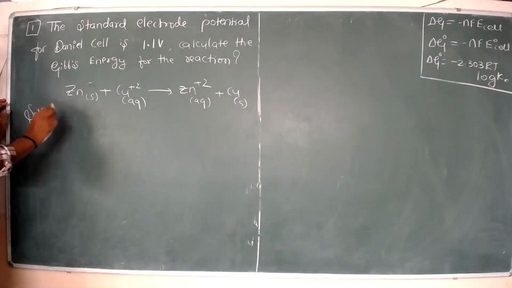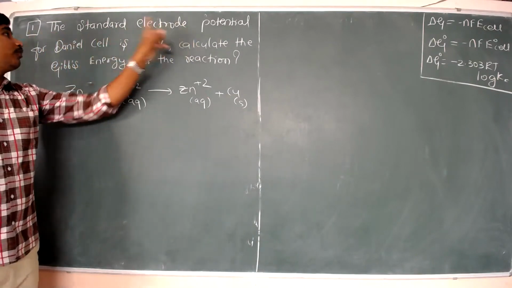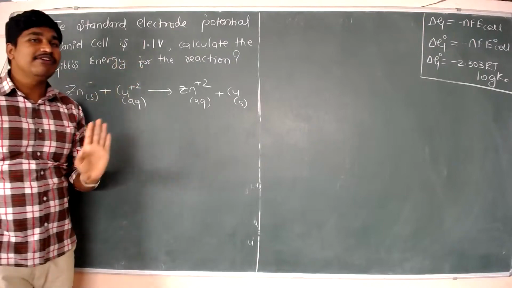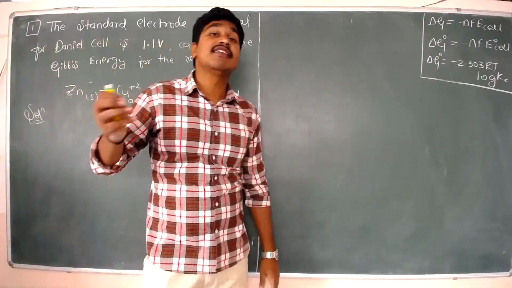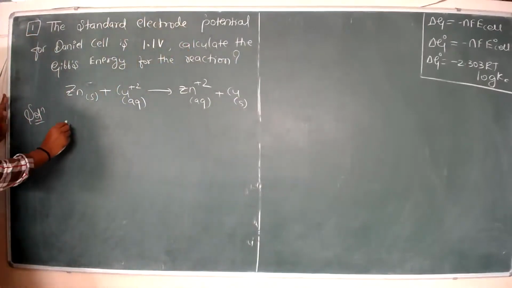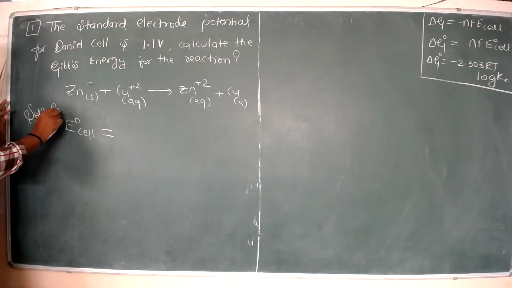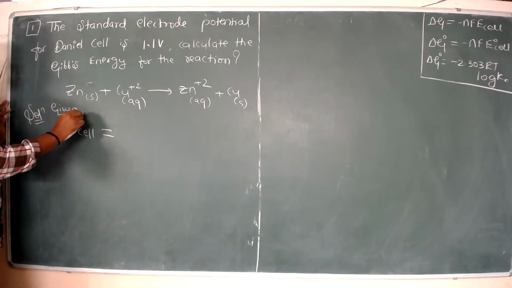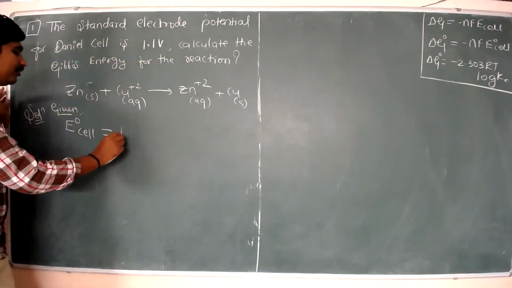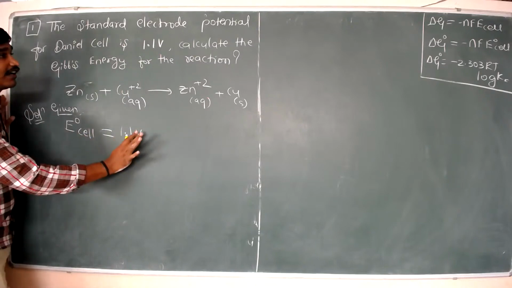Solution. Okay, what is being asked? The standard electrode potential for the Daniel cell is 1.1 volt. He is not giving only the cell potential, he is giving the standard one. Correct? Standard electrode potential means E naught of cell. Writing the given data: E naught of cell, the standard electrode potential for the Daniel cell, is 1.1 volt.